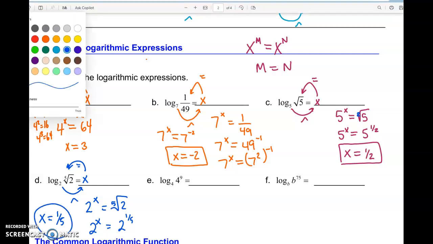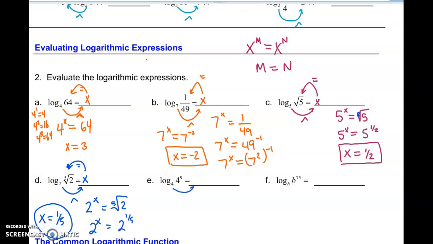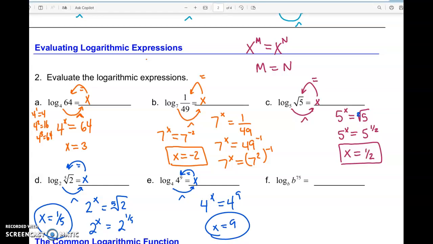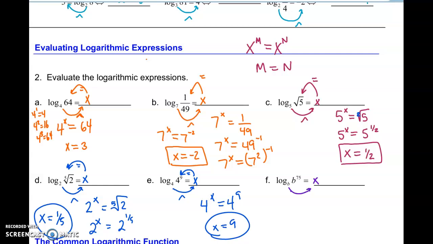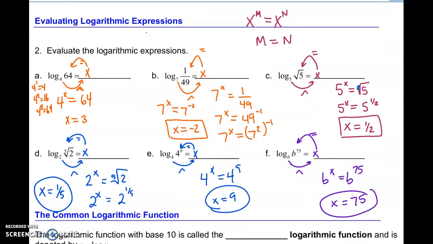The next one, I've got 4 to the x power is equal to 4 to the 9. Bases are the same. The exponents have to be equal. So here's my answer. And then the last one, let's call this x. B to the x power has to equal b to the 75th. So because the bases match, they're both b, I can say x equals 75. So their exponents would have to match.